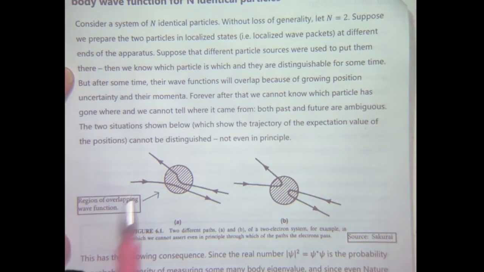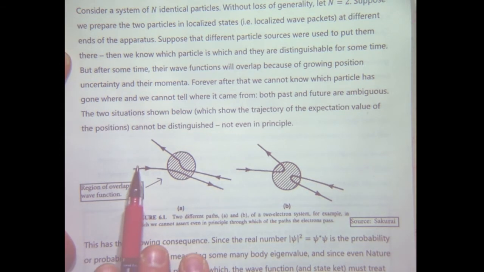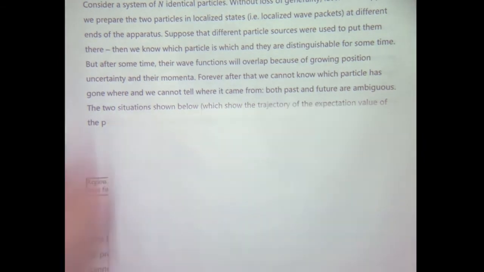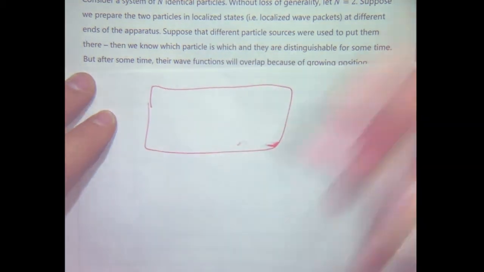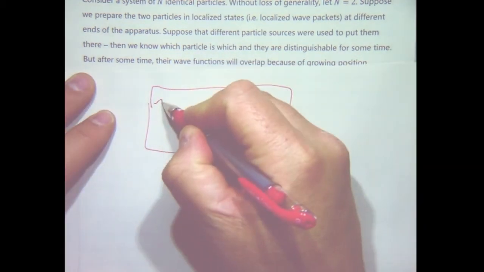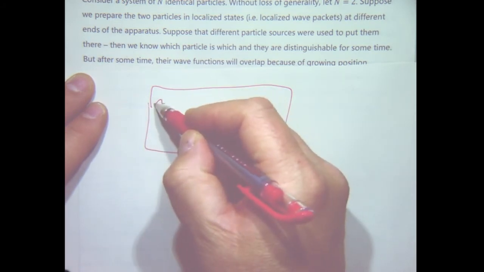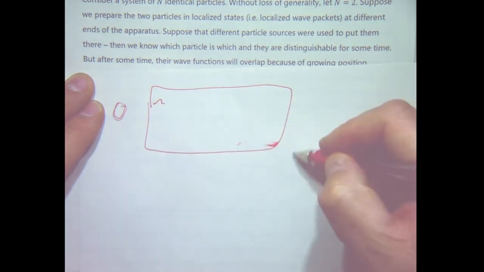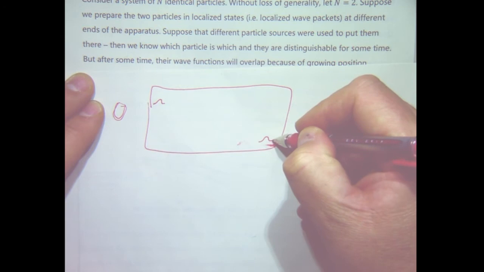The basic idea is that, let's say you just consider two particles, and let's say you consider this situation here. First of all, suppose you have two particles in localized states. I'll just describe it like this. So there's your box, and you prepare two particles in localized states. For the time being, you prepare this particle using this apparatus, and this particle using this apparatus, you use to prepare another particle in a localized state.